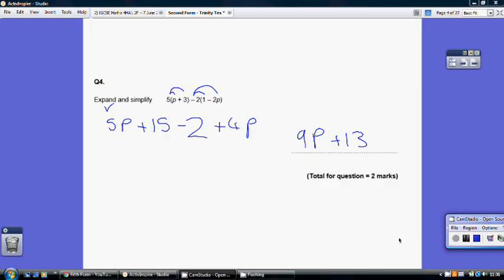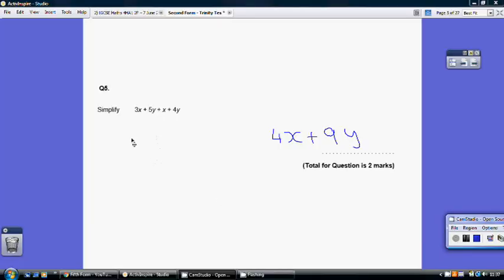Question 4. So expanding gets rid of the brackets, and then the simplifying is when we gather like terms. So let's start off with the expanding. So we have a claw and a claw. So 5 times p is 5p, 5 times plus 3 is plus 15, minus 2 times 1 is minus 2, and be careful with this one, minus 2 times minus 2p is plus 4p. So we've expanded, we now do the simplifying, so we gather up our p's, 5p plus 4p is 9p, then we gather up our normal numbers, 15 take away 2 is plus 13.